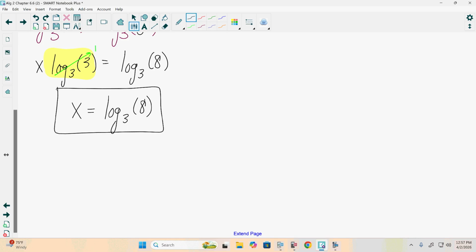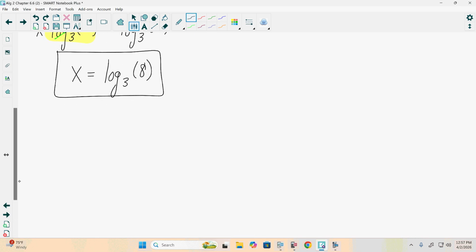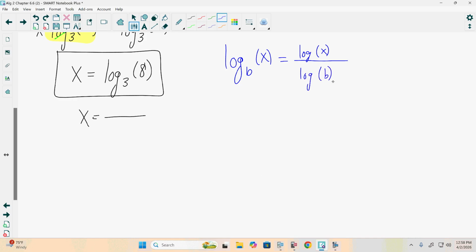X is by itself, so it is solved. We don't have to do anything else to it. That's the final answer there. Questions on this here? Now, if we wanted to find the decimal approximation, we can do it just like we did on the last one. Now, say you don't have a graphing calculator, well, we can still find the approximate value using the change of base.